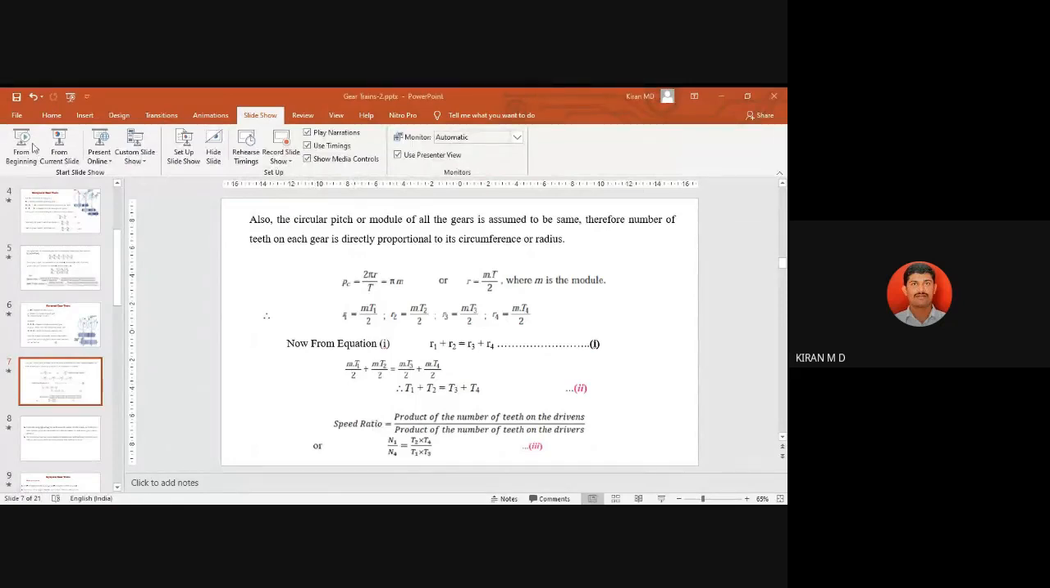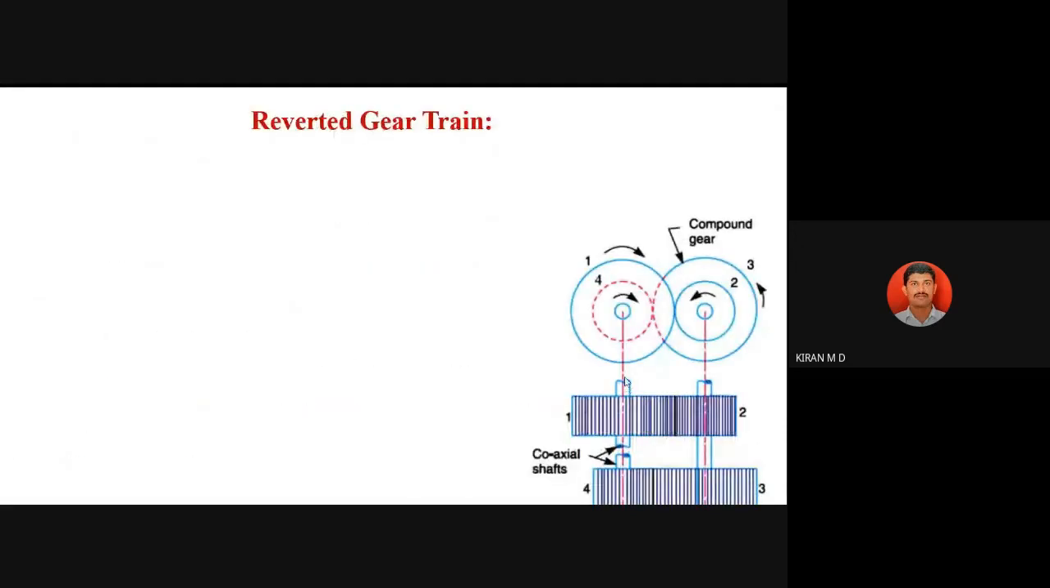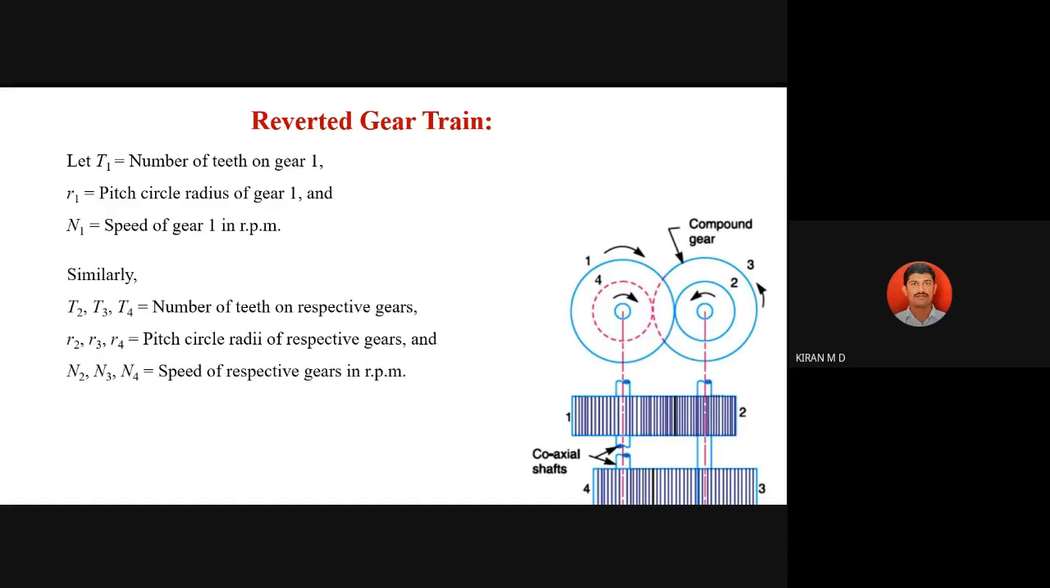So now, this is the speed ratio equation. I will go back to the pitch circle concept. The reason is, see here, the axes of these two gears are fixed. The distance between the center of gear 1 and gear 2 is equal to the distance between the center of gear 3 and gear 4. By using these two concepts, we are going to analyze the gears here in this reverted gear train. That's only what we will consider.